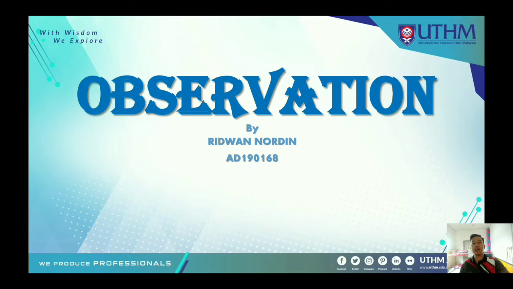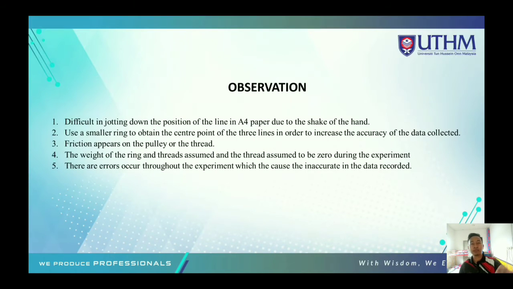Today I would like to talk about what happened in this experiment. From the observation, it's difficult to jot down the position of the line on the A4 paper due to the shaking of the hand. We also used a smaller ring to obtain the center point of the three lines in order to increase the accuracy of the data collected.